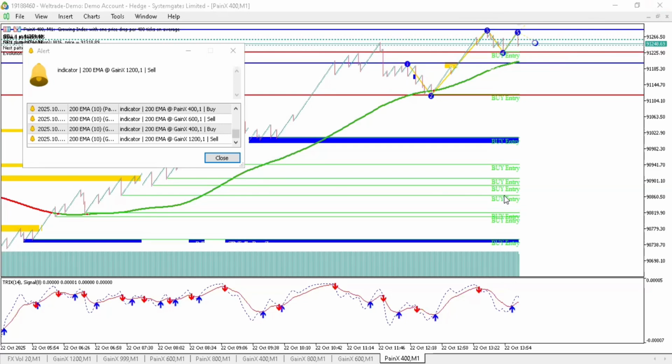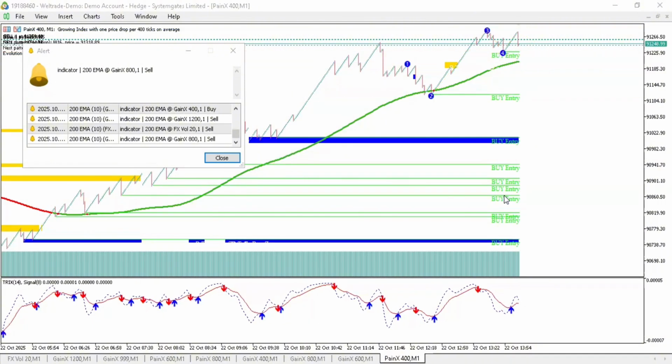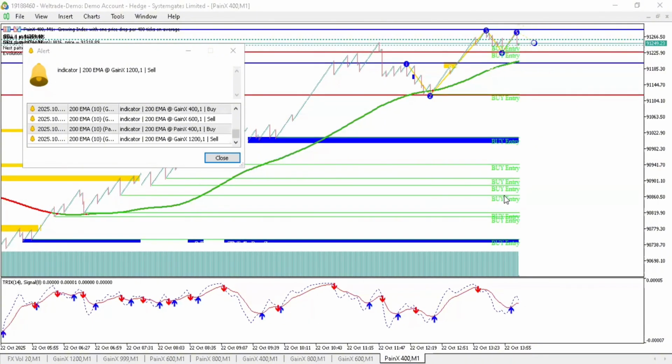So basically, that is how you trade using this simple system. But if you want to catch just one spike with it, that's up to you again. You can also do that. But as for me, I prefer holding a trade.